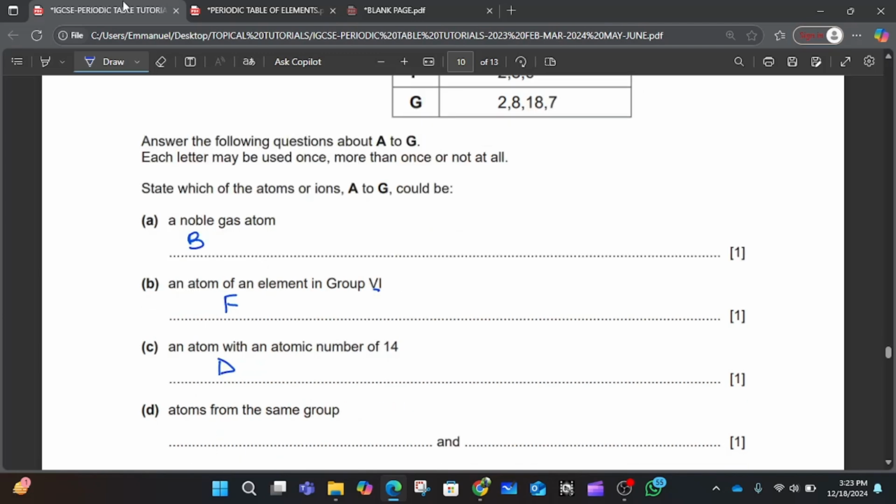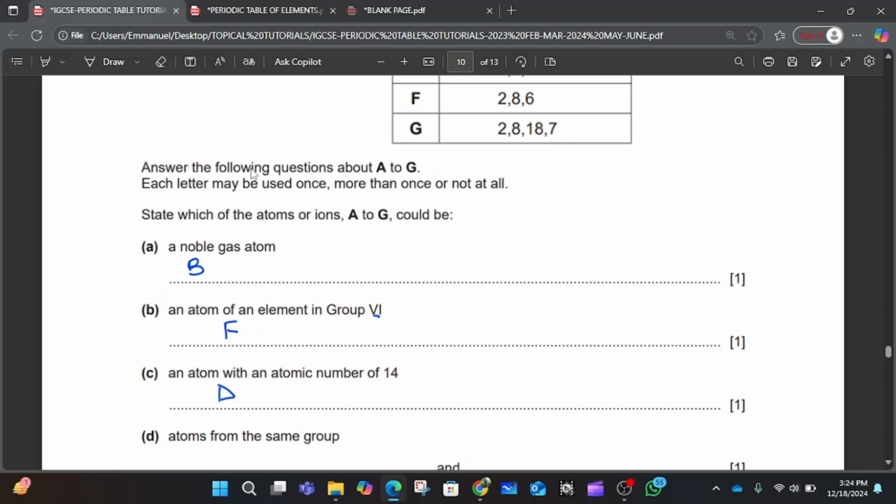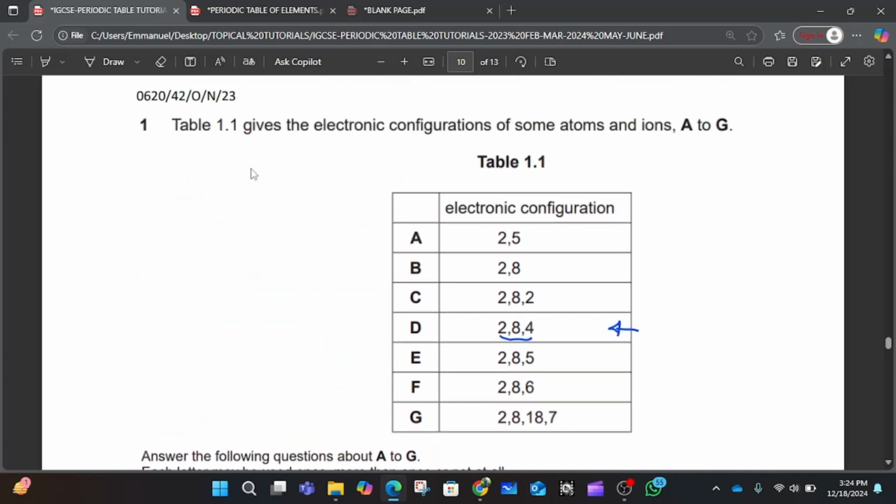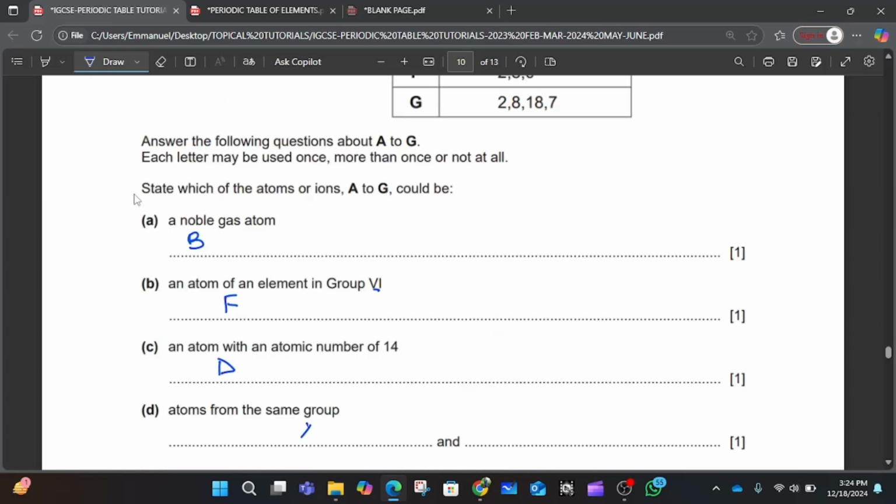D, atoms from the same group. The number of valence electrons shows the group number. So it means that for you to be in the same group, you must have the same number of electrons in the valence shell. And if you look at A and E, they both have 5 electrons in the valence shell. So this must be A and E.